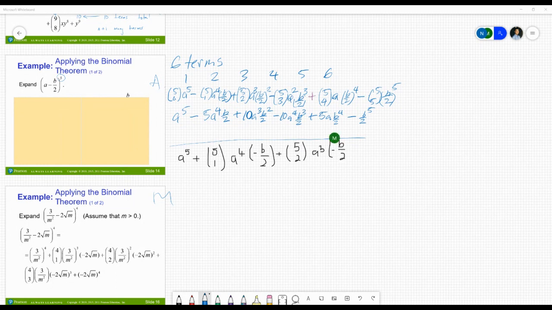Professor, do I need to simplify my answer any further to account for the b over 2? I mean, the denominator. Yes, you should distribute the 2 and simplify all of the coefficients that you can. Okay, I think I get it.